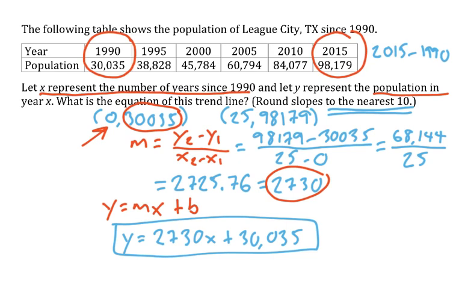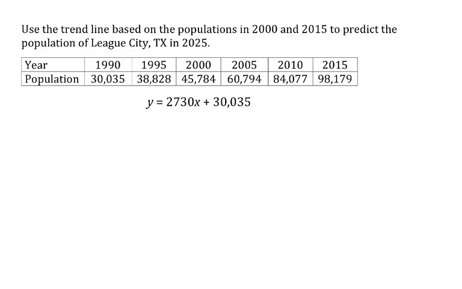That equation models the trend line for the data that we have, and furthermore, because it would be defined for any value of x, it's a tool that we could use to make projections into the future. Let's see what that would look like. So, going to the same data, let's use the trend line based on the population in 2015 that we figured out, and there it is, to predict what the population of League City, Texas would be in 2025.